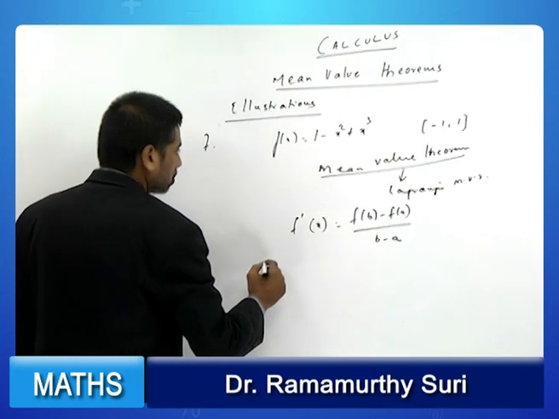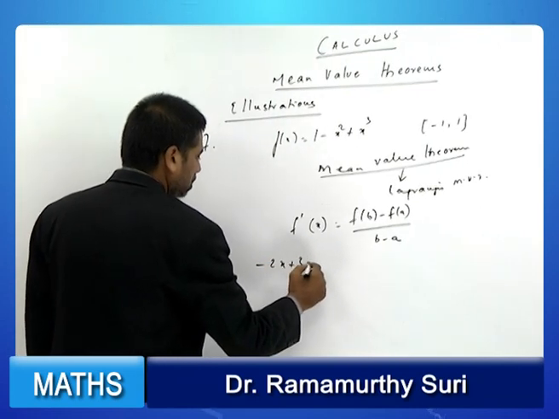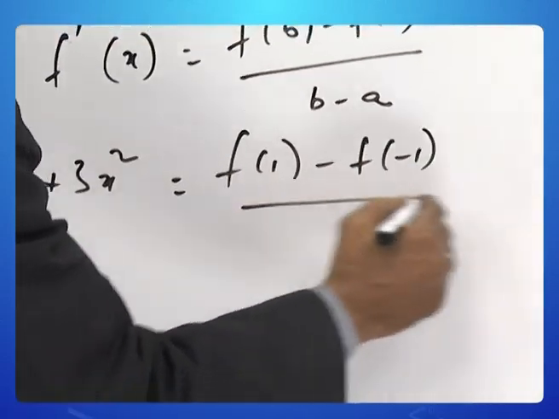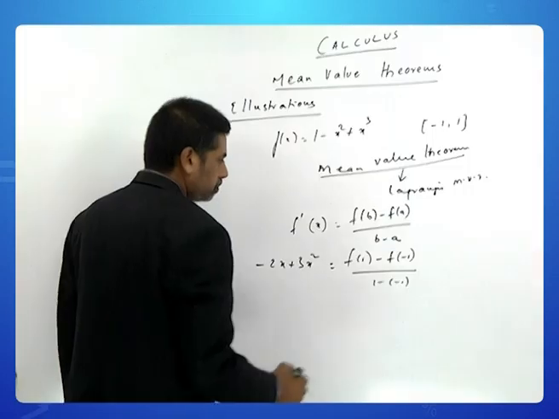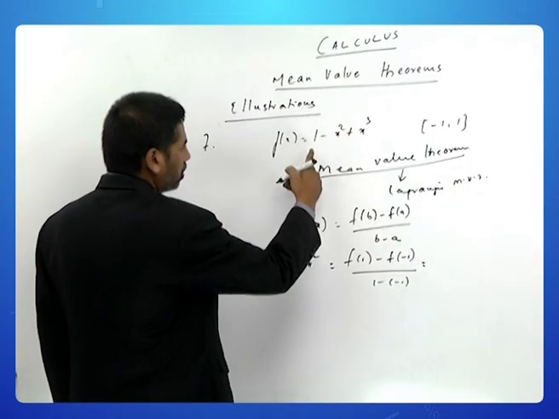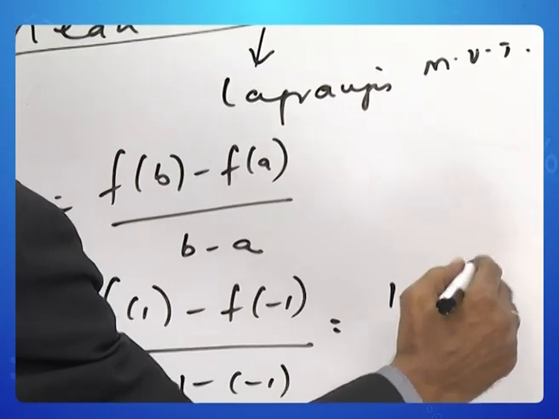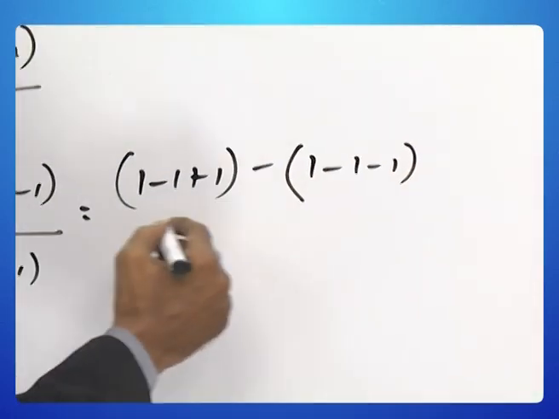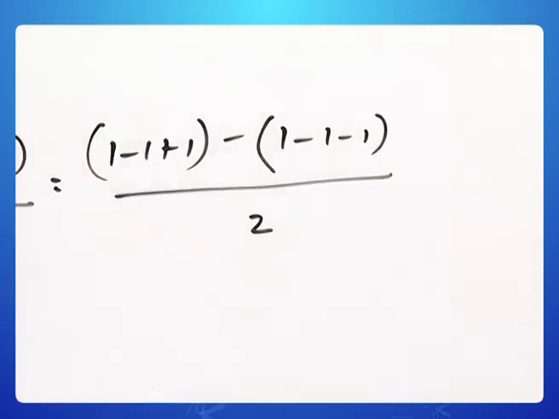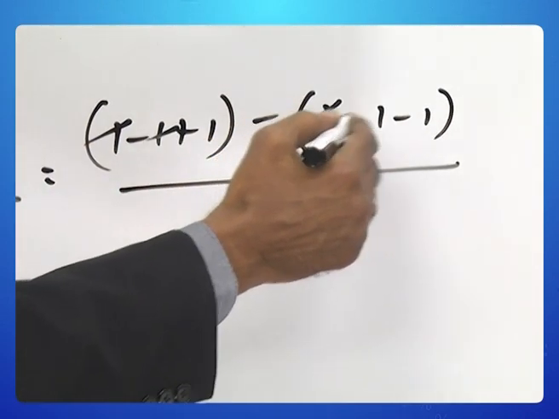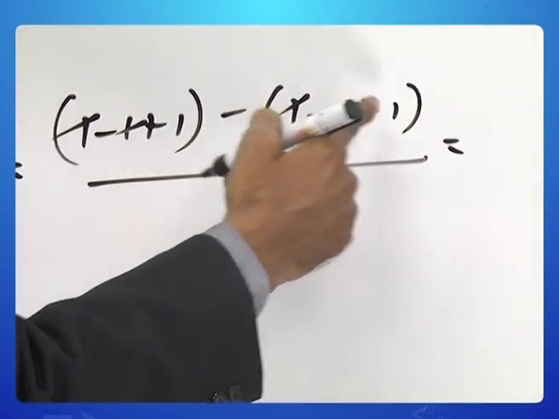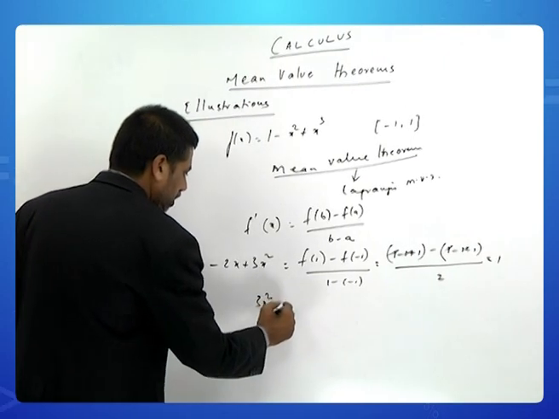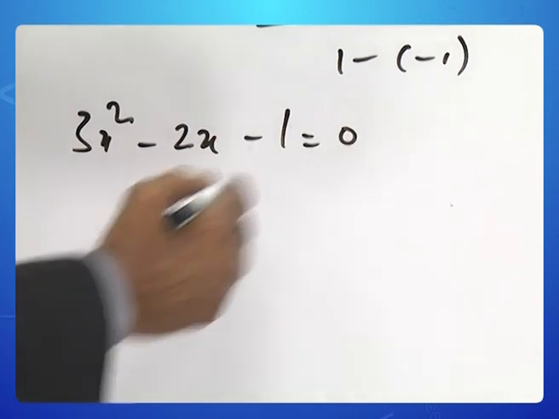f dash x is minus 2x plus 3x squared, which is equal to f of 1 minus f of minus 1 by 1 minus of minus 1. f of 1 means 1 minus 1 plus 1, and f of minus 1 means 1 minus 1 minus 1, by 2. So you can see that this becomes 2 by 2, which is 1. So we are getting a quadratic equation 3x squared minus 2x minus 1 is equal to 0.